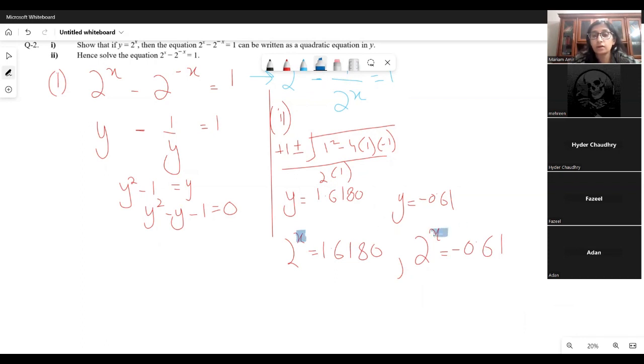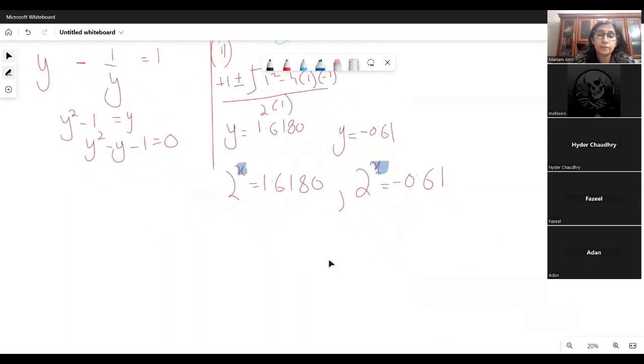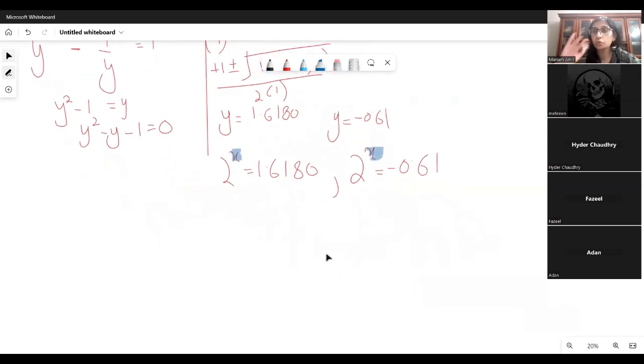Natural log. हाँ, या तो natural log on both side और directly क्या कर सकते हैं single step में take 2 to the other side. 2 जब दूसरी side पे जाता है तो वो बन जाता है log base 2. ठीक है, अब जिस method से भी करना है कर लो. I think I'm going to use the direct method. I will not take log on both sides. I will directly take 2 to the other side.